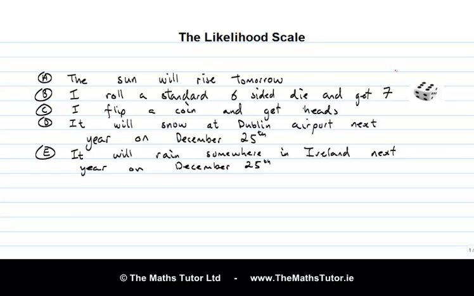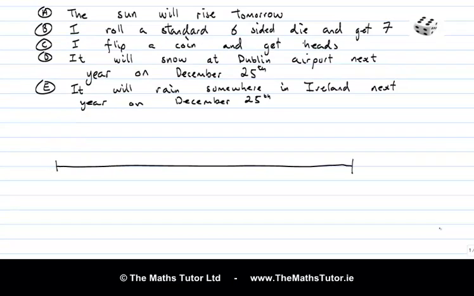So we've gone through these 5 events and we've assigned verbal descriptions of the likelihood to each of them. We can think of these likelihood descriptions as being laid out along a scale. So here's my scale, and at one end I'll put impossible. So events that are impossible would lie at this end of the scale. And at the other end we'll put events that are certain. And in the middle of the scale, we'll put evens. So events in the middle of the scale are as likely as they are unlikely.